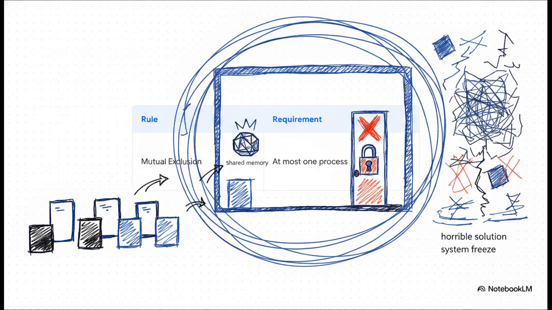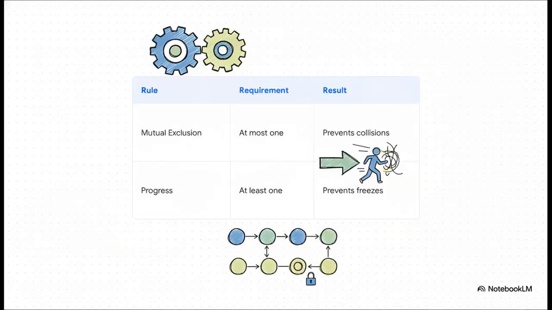The first rule is mutual exclusion. Simply put, at most one process can be in the critical section at any given time. Think of the shared memory as the Prime Minister. Only one person is allowed in the room to meet the Prime Minister at a time. Now, we could just write a naive, infinite while loop to block everyone from entering if someone is already inside. But if implemented poorly, this creates a horrible solution where nobody gets in and the entire system permanently freezes. It becomes a total deadlock. Let's move on and see how this builds.